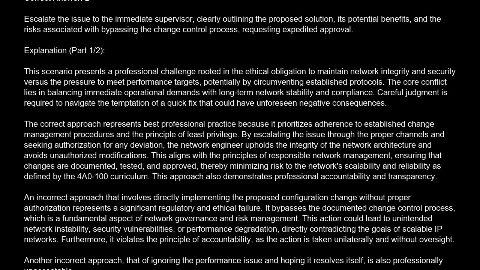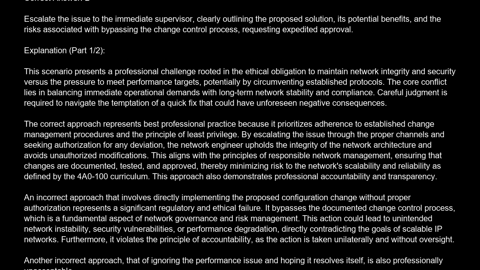Correct answer is B. Escalate the issue to the immediate supervisor, clearly outlining the proposed solution, its potential benefits, and the risks associated with bypassing the change control process, requesting expedited approval. Explanation. This scenario presents a professional challenge rooted in the ethical obligation to maintain network integrity and security versus the pressure to meet performance targets, potentially by circumventing established protocols.